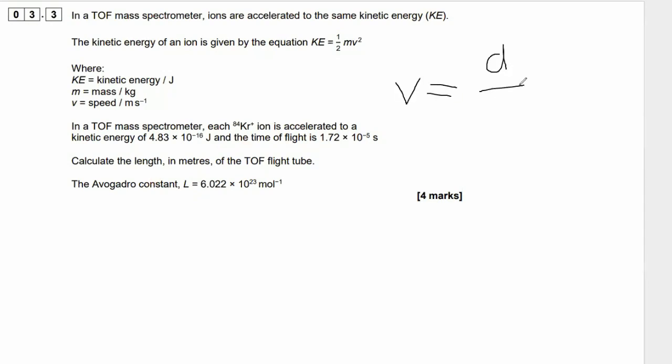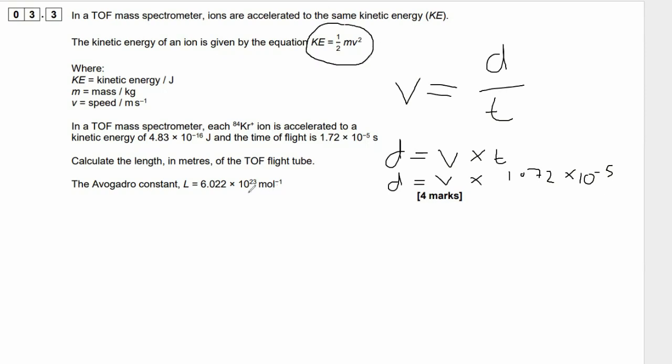So, as we need to know distance, we need to do velocity equals distance over time. We need to rearrange this to find the distance. And so we can write this as distance is equal to velocity times time. Now we have the time, it's 1.72 times 10 to the minus 5. So we need to find the velocity.